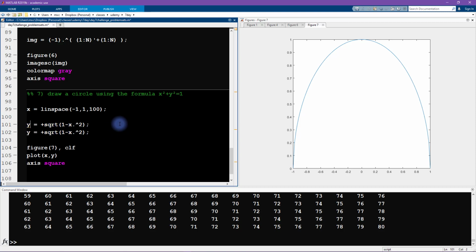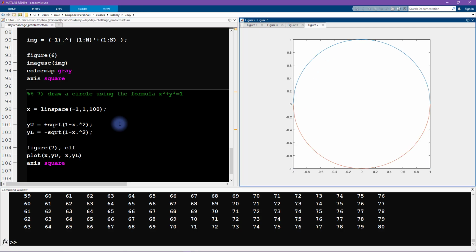So I'll call this yu for y upper and yl for y lower. And the lower part of the circle is minus the square root of 1 minus x squared. So this plot needs to go like this: x comma yu, the upper, and x comma yl, the lower. All right, so now this is looking good. That's a full circle.